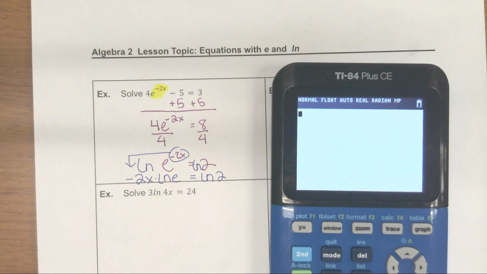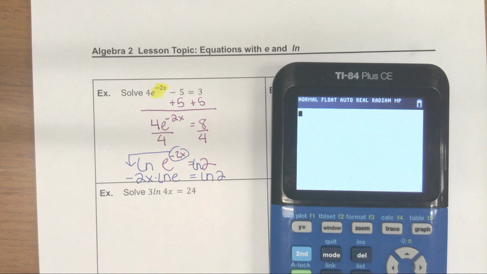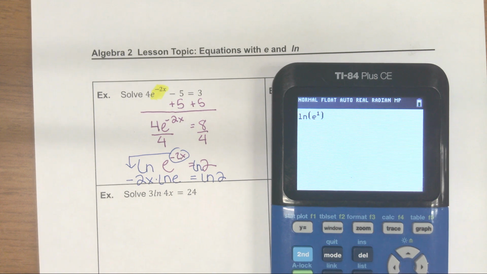I want to just talk about what's the natural log. So if I took the natural log of e, and we got to remember we said yesterday we have to write e to the first because it always has an exponent attached. Okay, would you do that for me? Tell me what it is.